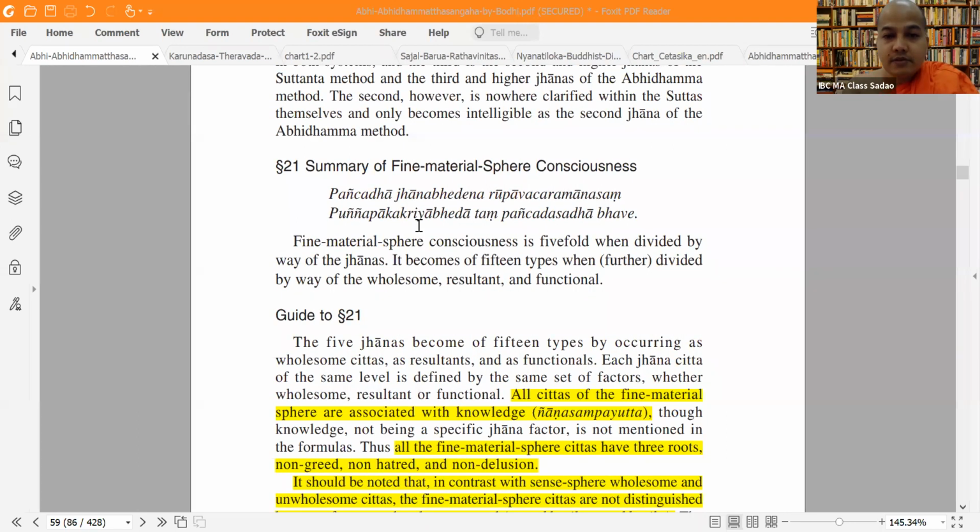Okay, let's read this verse together. Panchada jhana bedena rupavachara manasam, punyapaka kriya bheda tang panchada sada bhave. Fine material sphere consciousness is fivefold when divided by way of the jhanas, jhana bedena. It becomes of 15 types when further divided by way of the wholesome, resultant and functional.